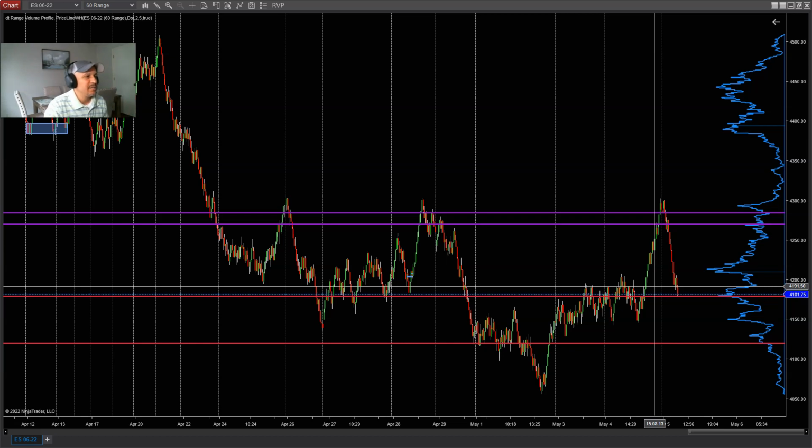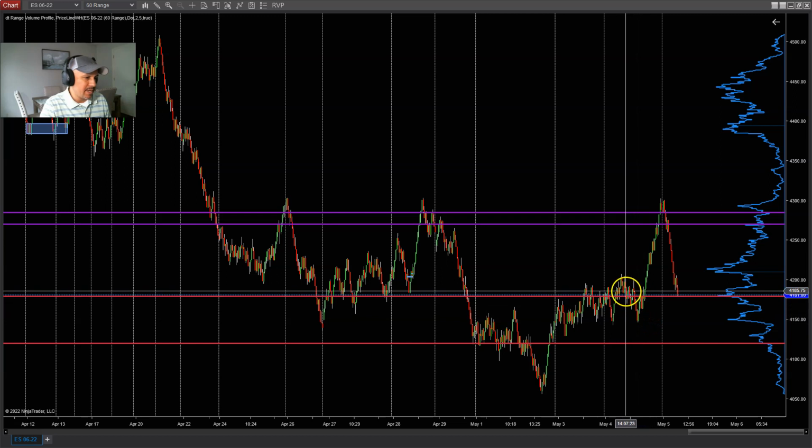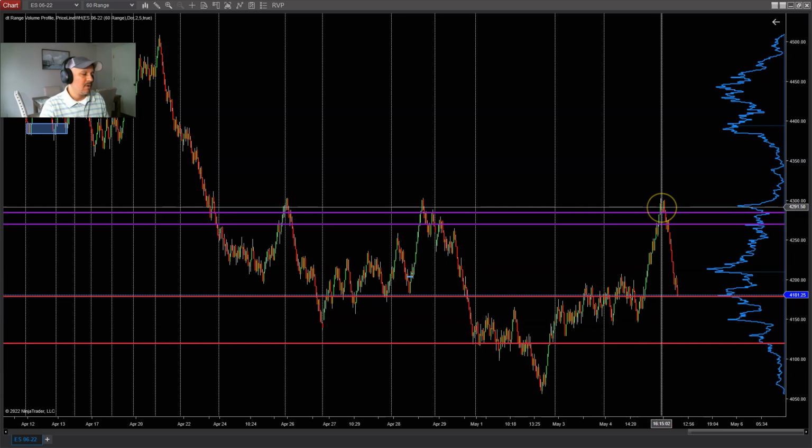So let's take a look at what the market did yesterday, because it did rally back up after the Fed announcement yesterday at 2 p.m., the FOMC. Somewhere around that time here, it got a little choppy. Price moved down a little bit, and then we shot up. A lot of buying came into the market.